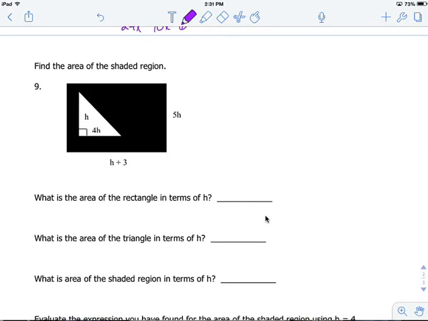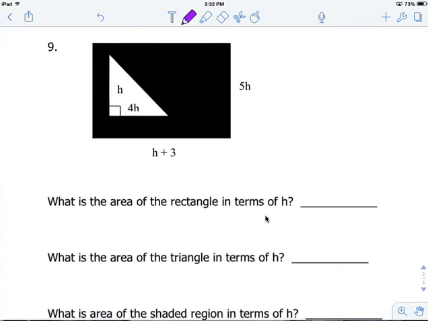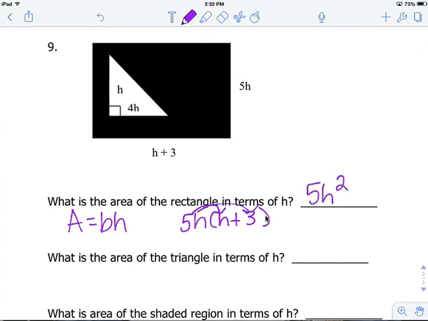Now, this is kind of a bonus question, but it's important that we understand how to set it up. The first one says, what is the area of the rectangle in terms of h? So we're finding the area of a rectangle, which is base times height. I am multiplying 5h times h plus 3. So when I distribute that, 5h times h is 5h squared. 5h times 3 is 15h.